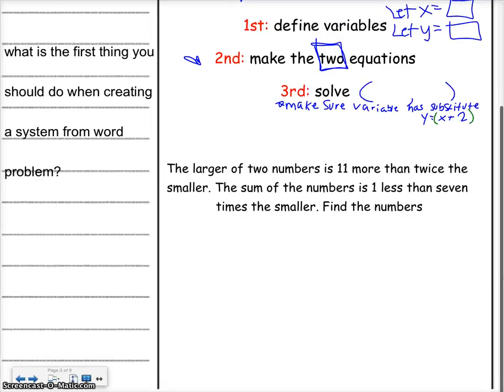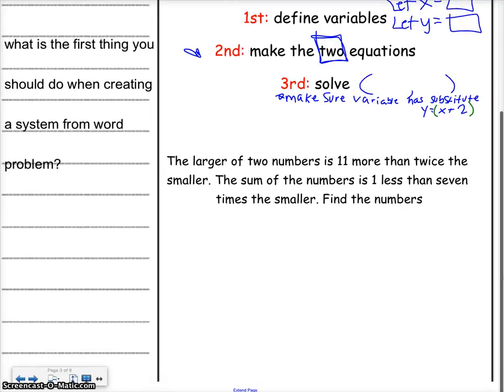All right, let's apply it. The larger of 2 numbers is, okay, here's something that's concrete, the word is. Is means equals. So right away I know that this is going to be equals 11 more than twice the smaller. So I know that. Is means equals. Maybe even write that. The sum of the numbers is, there's another one, is 1 less than 7 times the number. Find the numbers.